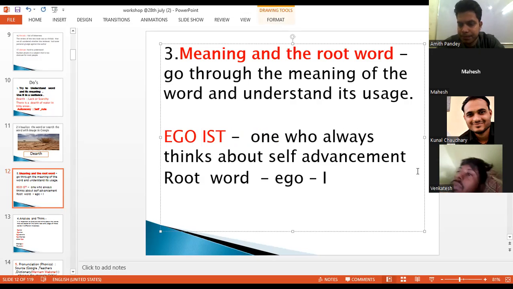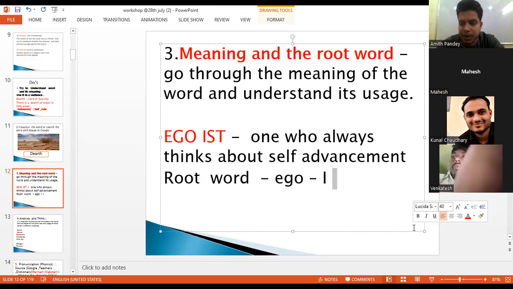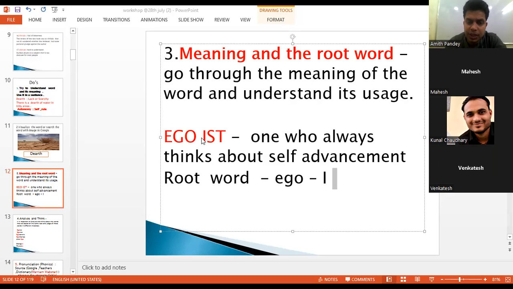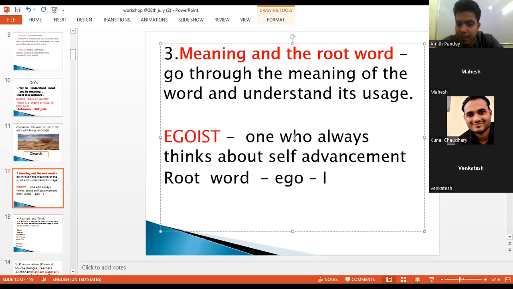Thus it means someone who is so possessive, who always thinks about himself, like, what will I get if I go through these things, what if I help him, and many more things like that. So egoist is the word formed from ego plus ist, as we say physicist, scientist, those who are experts in that. But egoist is someone who is an expert in being selfish. As you can see from the meaning, one who always thinks about self-advancement, only about himself. If I talk to him, what do I get? If I help him, what is there for me?